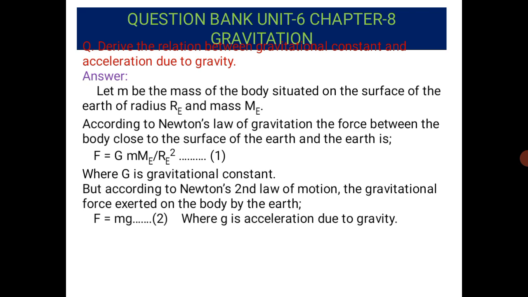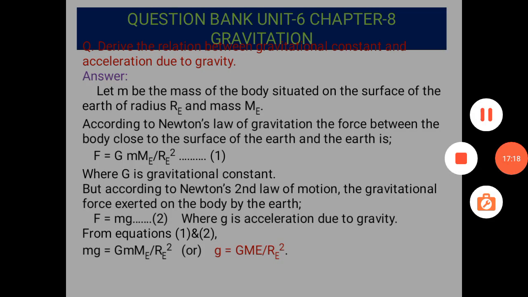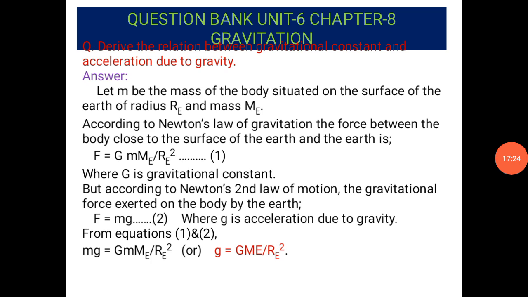So just equate these two equations. So mg equal to G m Me divided by Re square. Whatever may be the mass of the object, small m, that will get cancelled. So simply we can write small g equal to G Me divided by Re square. So this is the expression for acceleration due to gravity on the surface of the earth.